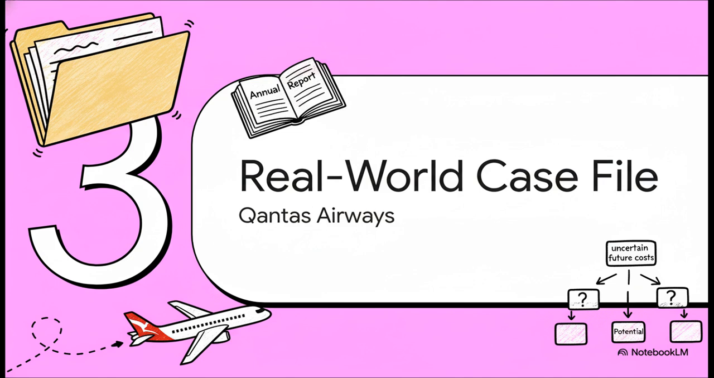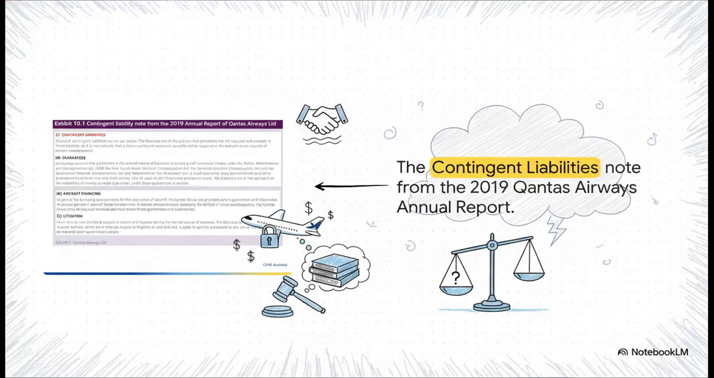Okay, that's all the theory. But how does this stuff actually play out in the real world? Let's open up a case file and take a look at the annual report for a huge company, Qantas Airways, to see this decision tree in action. Okay, now don't worry about reading every single word on this slide. This is a real page straight from the Qantas Airways annual report. Specifically, it's the section on contingent liabilities.